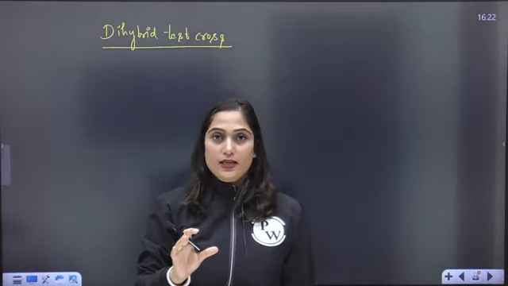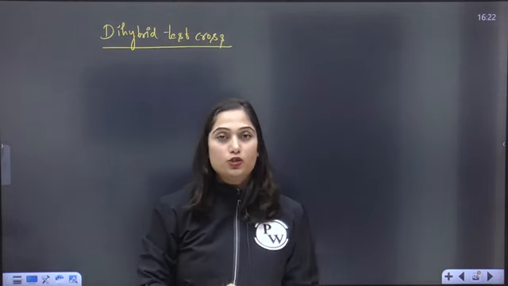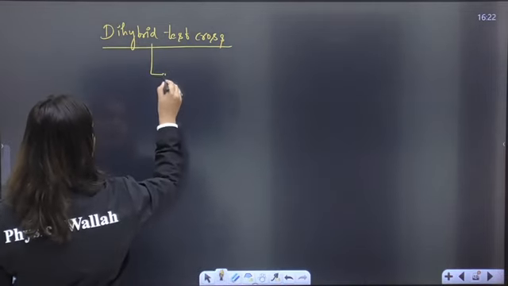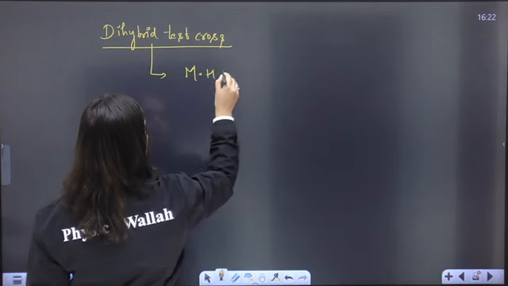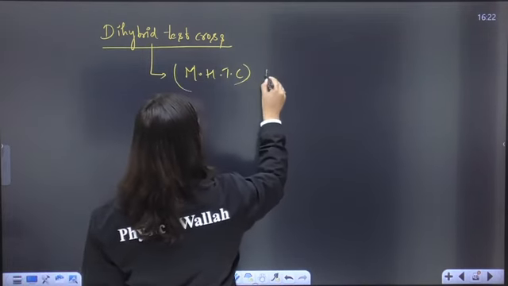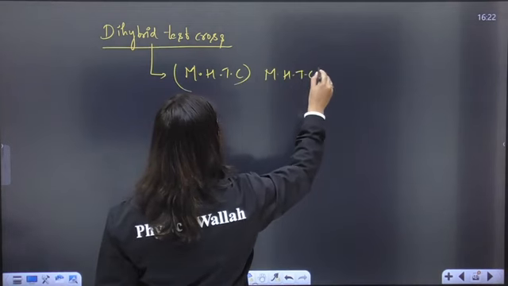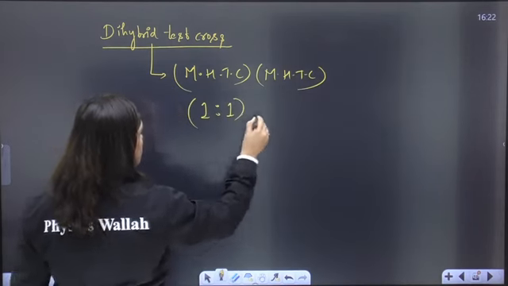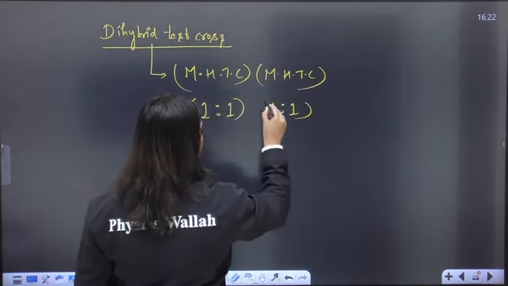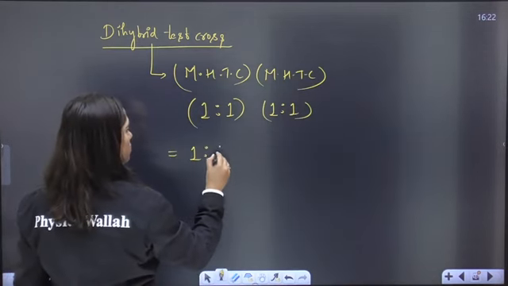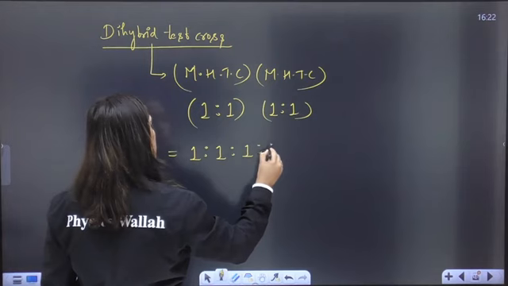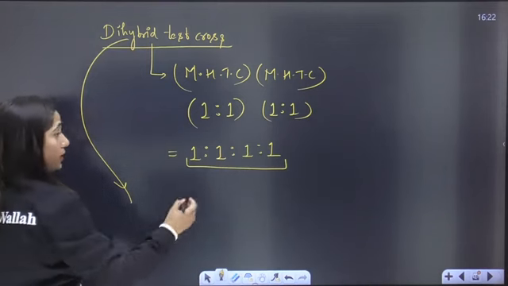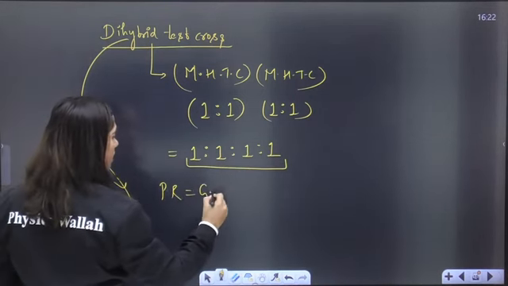See, understand one thing. A dihybrid cross can be a multiplication of two monohybrid crosses. Okay, so a dihybrid test cross would be a multiplication of two monohybrid test crosses. That means the ratio of one monohybrid test cross is 1:1 and the other one is 1:1. So it comes out to be 1:1. Understand this.